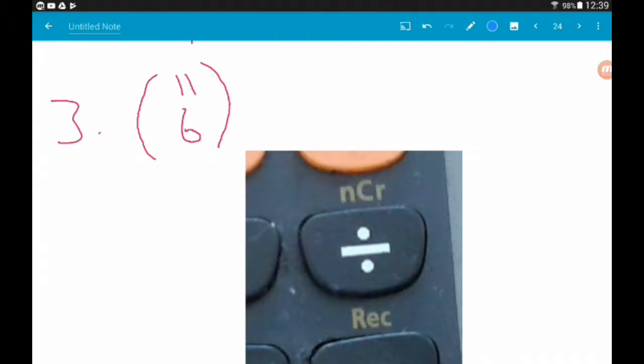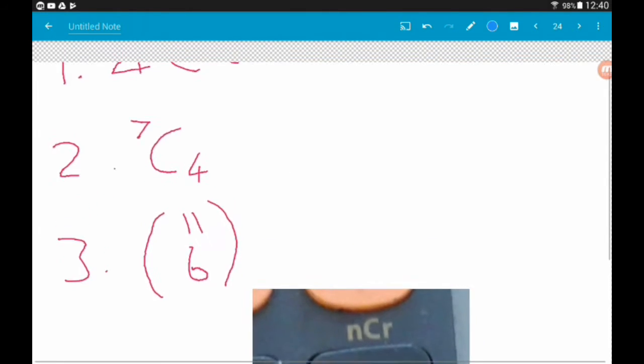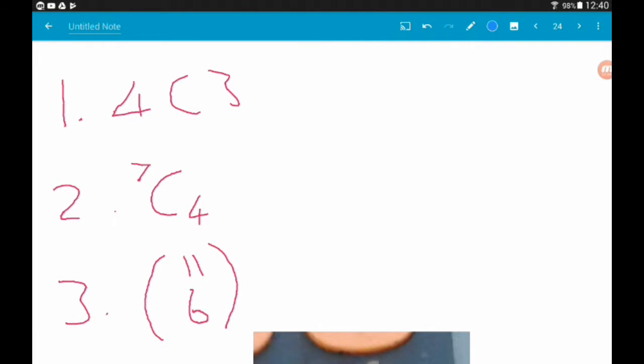So remember that, on my calculator at least, it lives on my division button, but to get it up, I have to press shift first and then the division button. So, question 1 then, have a go at working out 4C3. So here we have 3 different ways that this might be written: 4C3, 7C4, and then finally in bracket form, 11 choose 6.